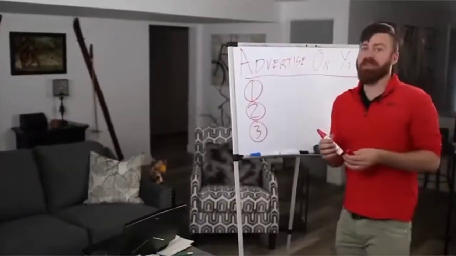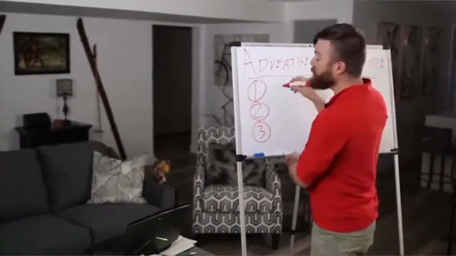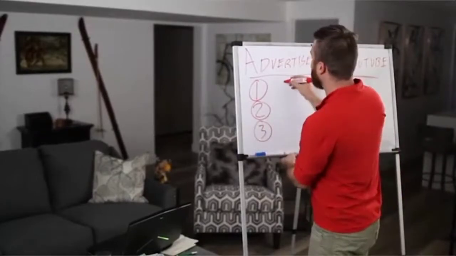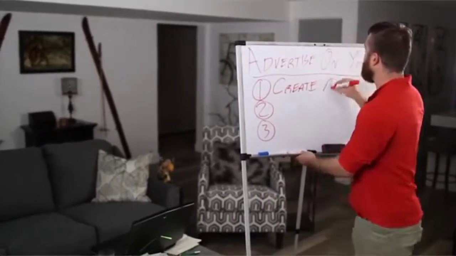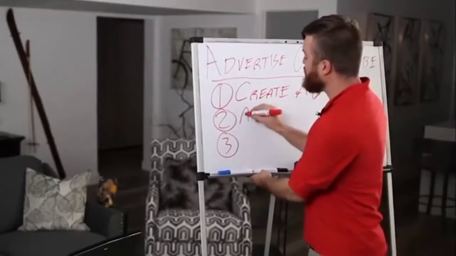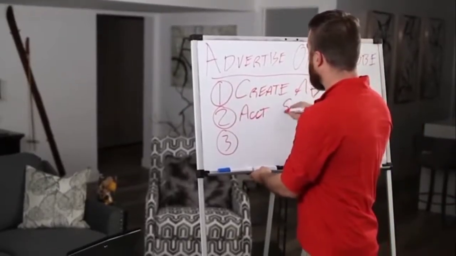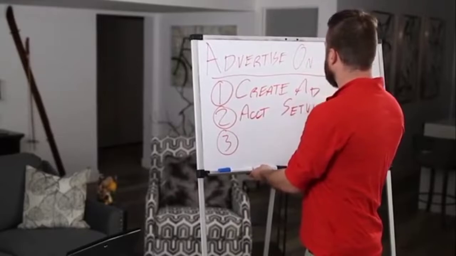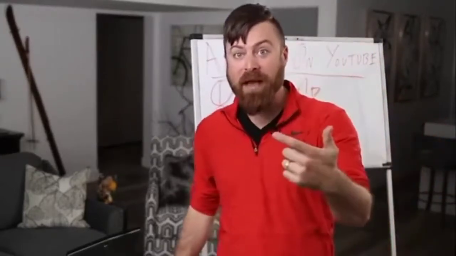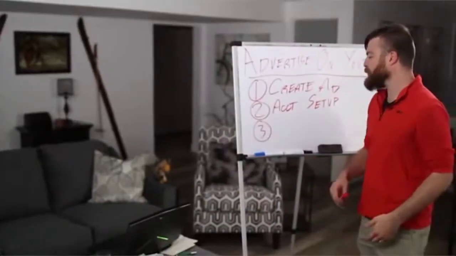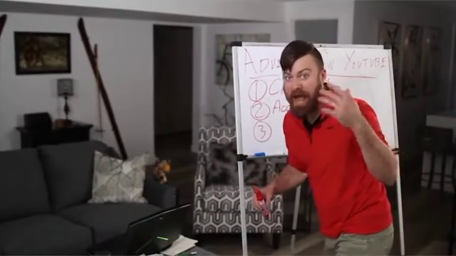So the first thing you need to do is create the ad, obviously. And I'm going to show you how to create the ad. Second thing you need to do is set up your accounts. Setting up your accounts means you have to have a YouTube channel and you have to have a Google Ads account to advertise, right? Duh. So step number 3 is we're going to set up our ad.